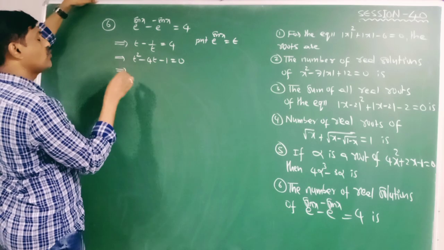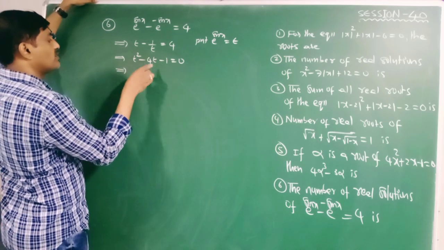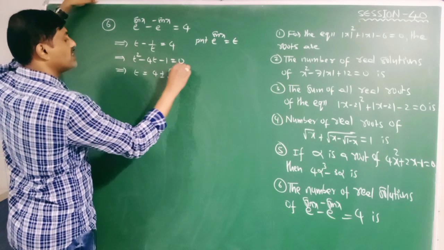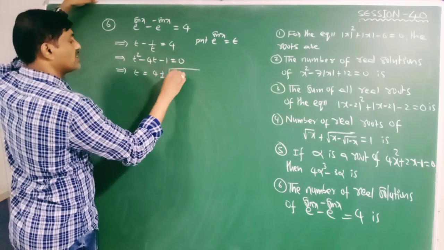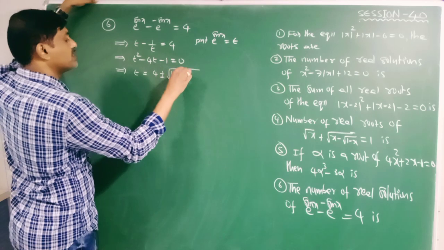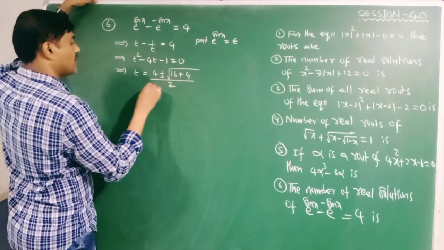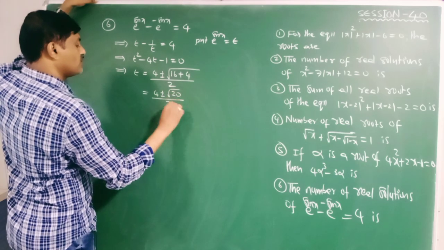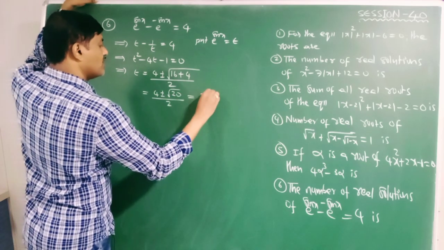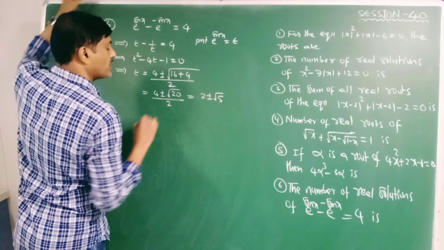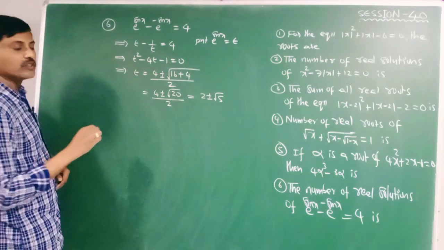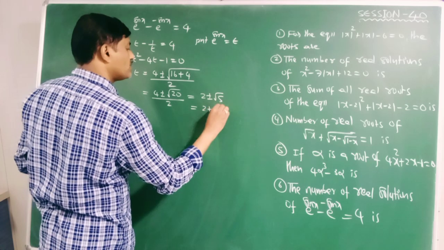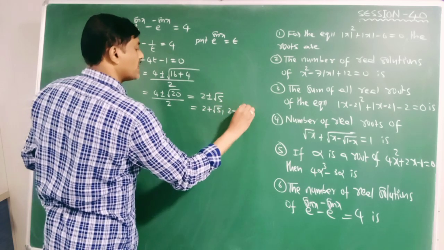Okay, now we have to find the roots of this quadratic equation. t is equal to minus b plus or minus root over b squared minus 4ac, that means 16 plus 4, by 2a. Now this is equal to 4 plus or minus root 20 by 2, which is equal to 2 plus or minus root 5. But we got two roots here: one is 2 plus root 5, the other is 2 minus root 5.